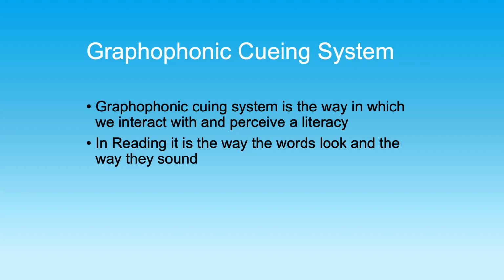So graphophonics is the way in which we interact with the literacy. In reading, it's the way that the words look and the way that they sound. In my work, I often refer to this as the sensory cueing system because it's the way in which we interact with the literacy and the way in which most literacies are unique. So for example, my daughter, Emily, is a dancer and a writer and a reader.